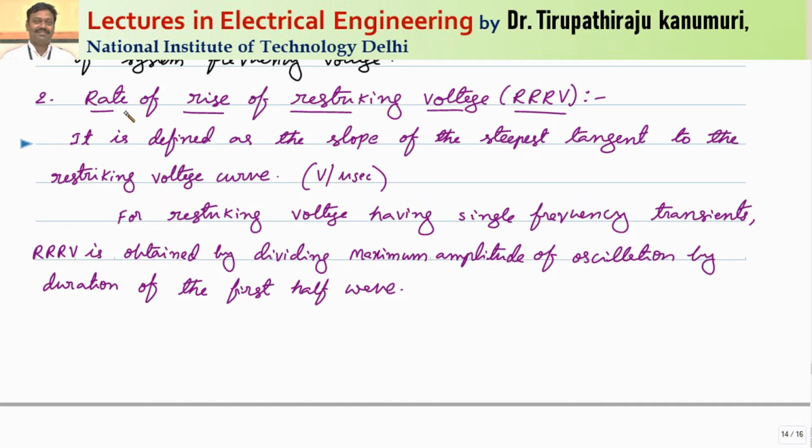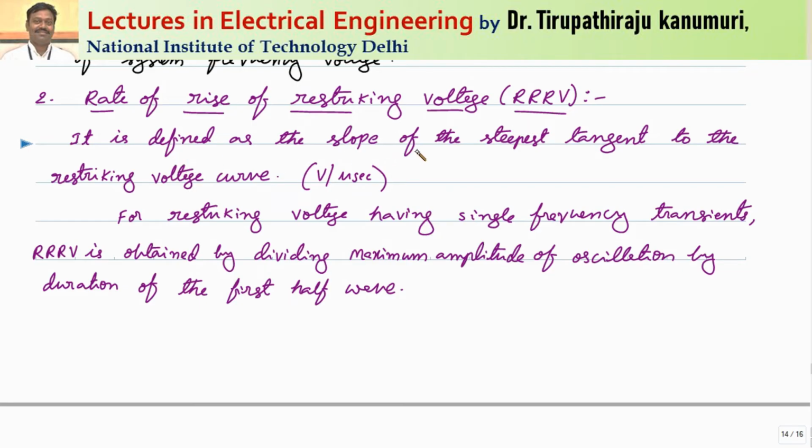The name itself is telling rate of rise, because how fast this restriking voltage is coming. If your dielectric strength buildup is not fast compared to the rate of rise of this restriking voltage, then automatically the arc will restrike back. This we have already discussed in our previous lectures. So you have to remove the heat also, and you have to build up the dielectric strength in such a way that the dielectric strength will be greater than the rate of rise of restriking voltage. So that's why it is required.